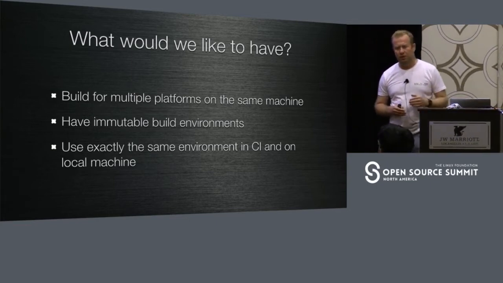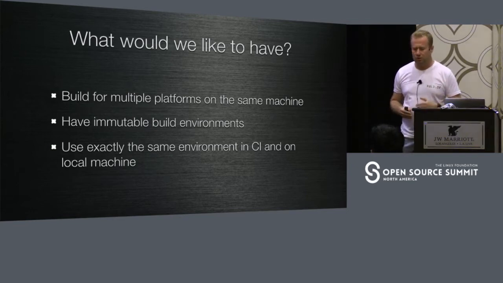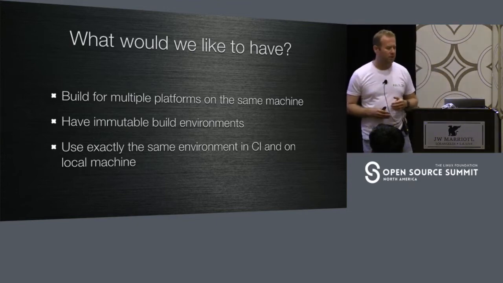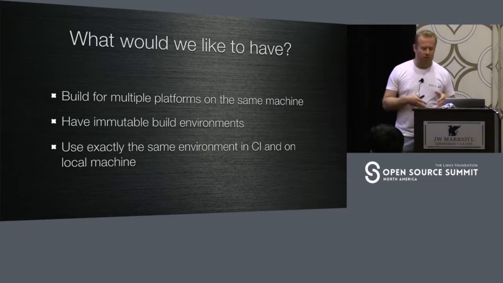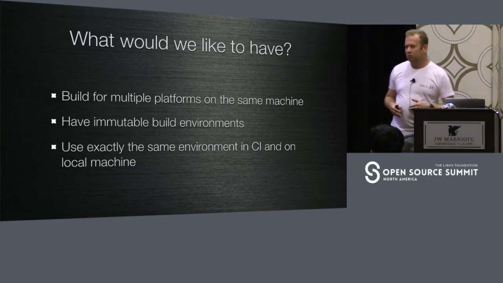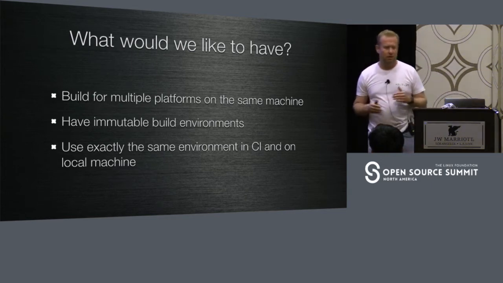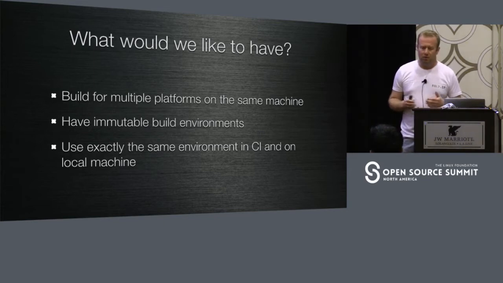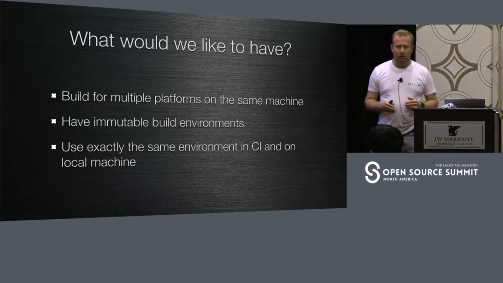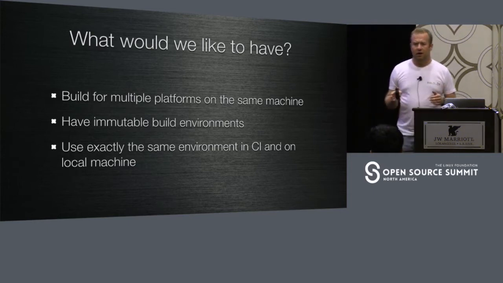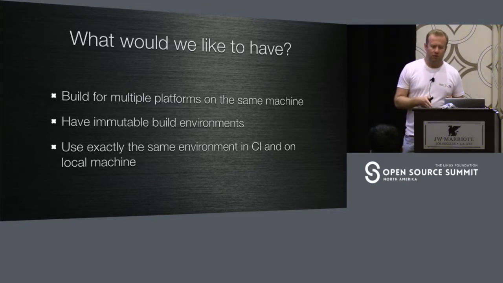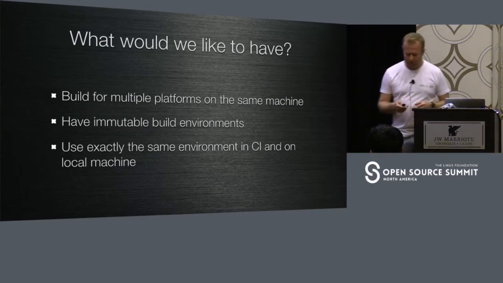If we are talking about an individual contributor to a project or an individual developer in the organization, we would like to be able to run environments for multiple platforms on the same development machine. And we want to have an immutable build environment. So when we run our builds or do some actions with our build environments, it doesn't change if we don't want it to change. And we want to have the same environment as we use on our development machine also in other places in our organization, like the build server or CI server.